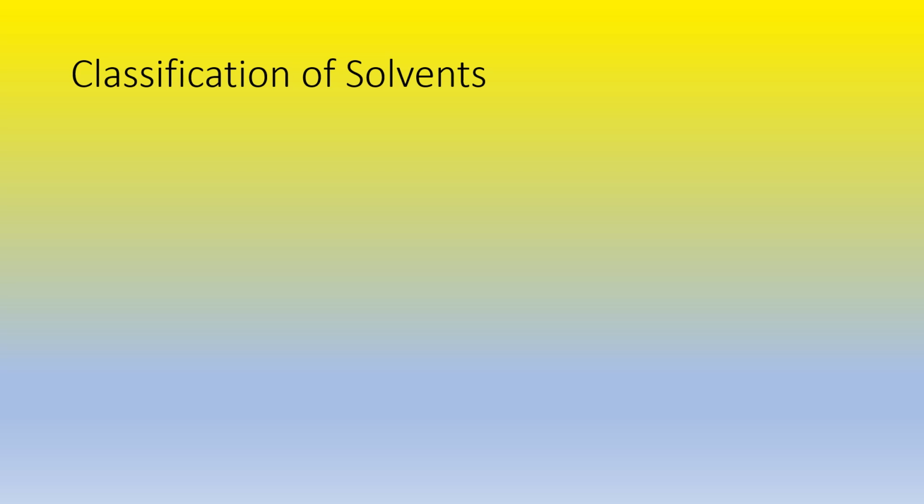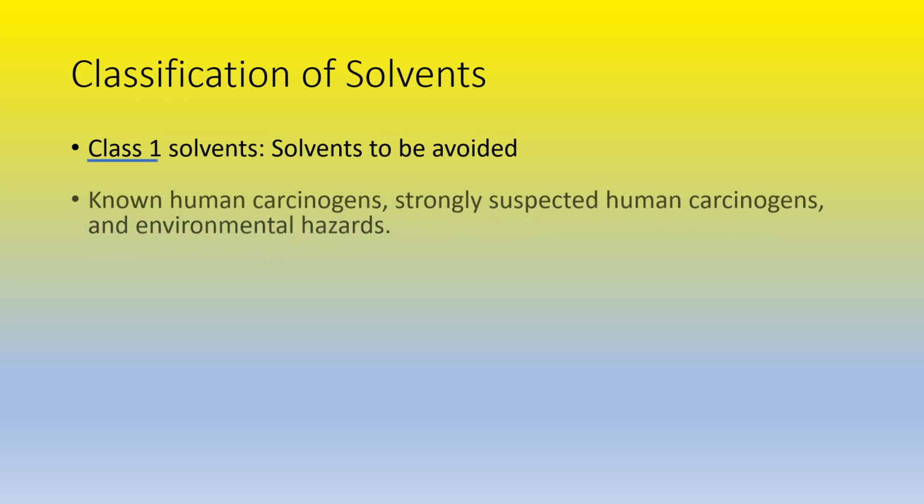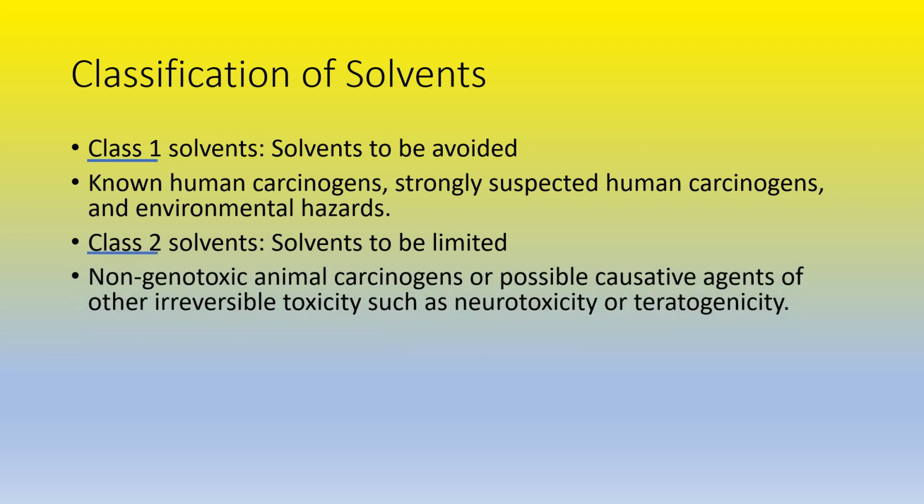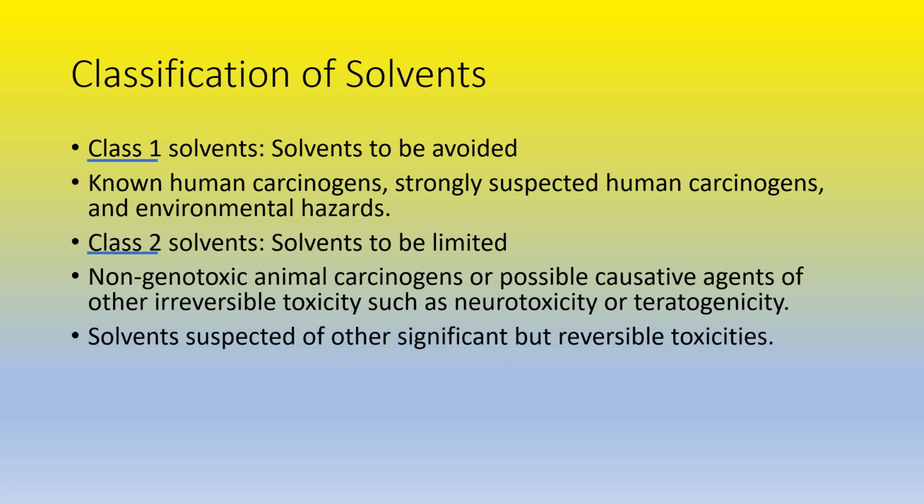Based on the PDE, solvents are classified into three classes. Class 1 solvents: solvents to be avoided because they are known human carcinogens, strongly suspected human carcinogens, and environmental hazards. Class 2 solvents: solvents to be limited. They are non-genotoxic animal carcinogens or possible causative agents of other irreversible toxicity such as neurotoxicity or teratogenicity. Solvents suspected of other significant but reversible toxicities.